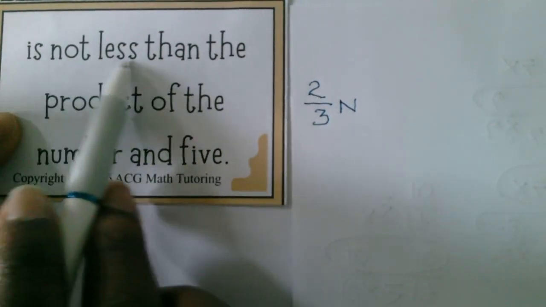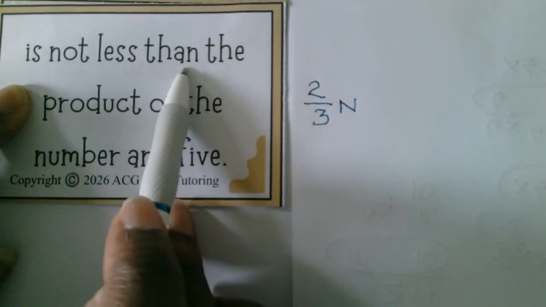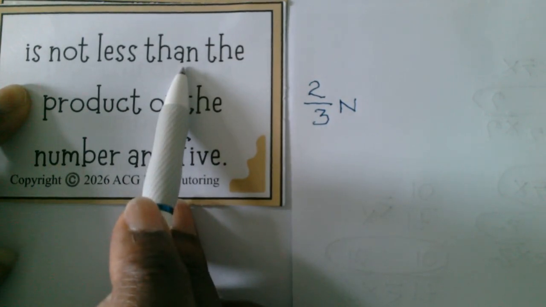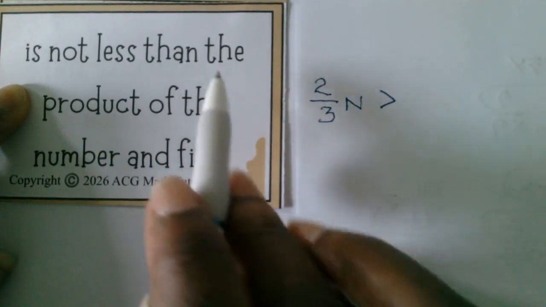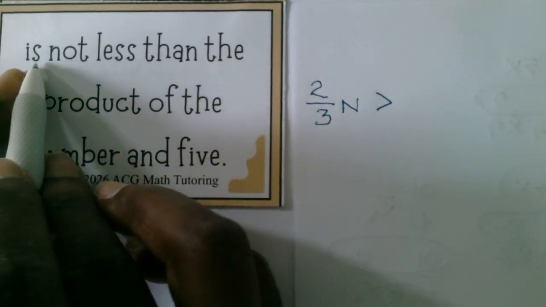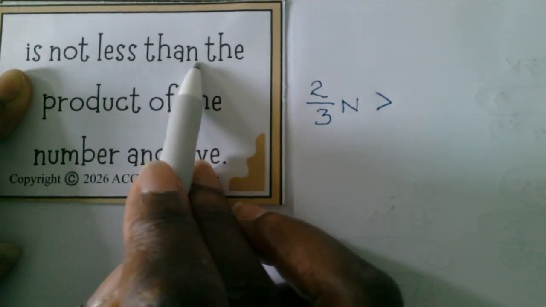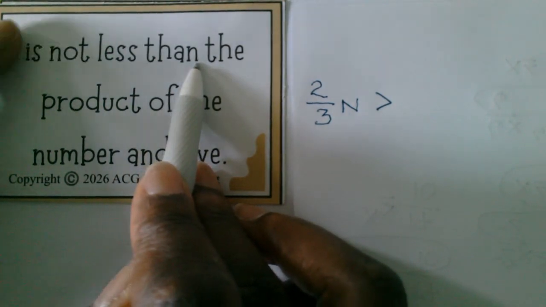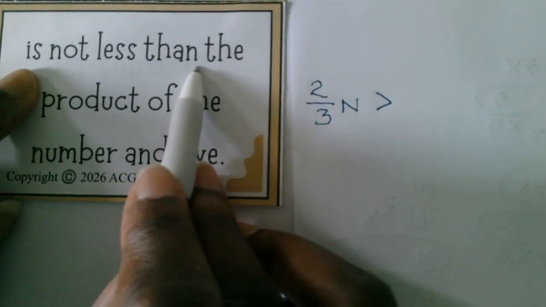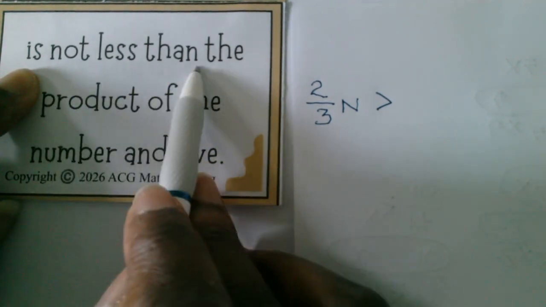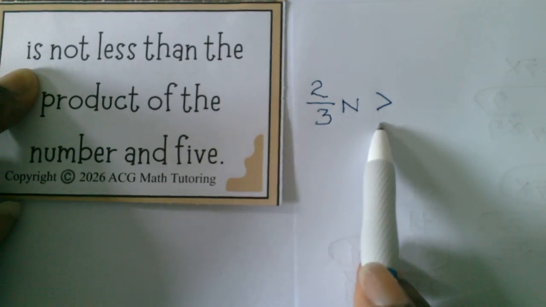Okay, is not less than. Let's talk about that part. So, if it's not less than, that means it has to be the opposite. It needs to be greater than. Okay? Because of that word "is," we're dealing with inequalities, not subtraction. If the word "is" wasn't there, that means we're subtracting. But because that word is there, we're dealing with the inequality. And if it's not less than, that means it's greater than.